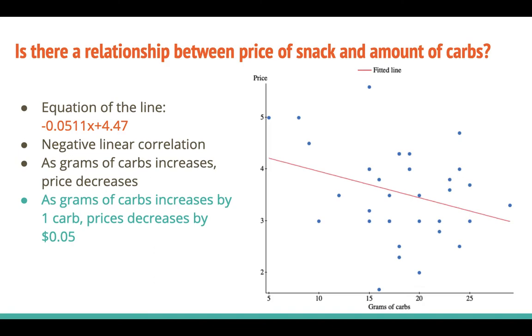The next graphical display shows a relationship between the price of snacks and the amount of carbs. You can see the equation of the line and that the regression is negative. So as grams of carbs increase by 1, prices decrease by 5 cents. This shows how carbs tend to be a cheaper factor in snacks, and thus more obtainable for a majority of the American population.